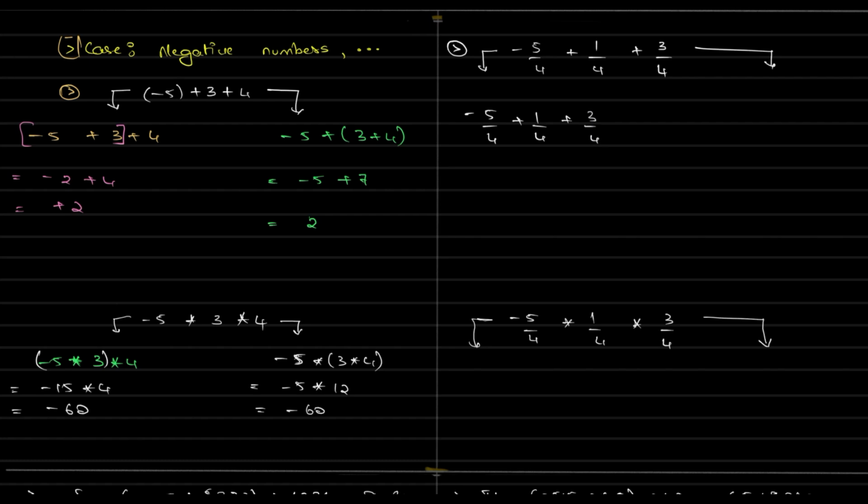First we will associate this part first. So LCM is 4, negative 5 plus 1 plus 3 by 4. This is negative 4 by 4 plus 3 by 4. So LCM is 4, and negative 4 plus 3 will give me negative 1 by 4. Right? Quite simple.